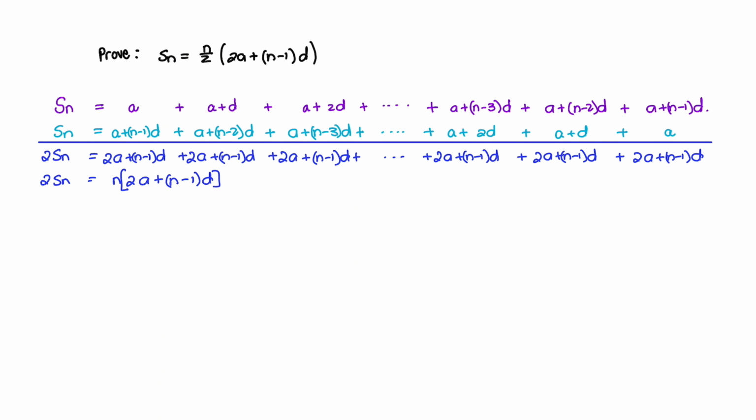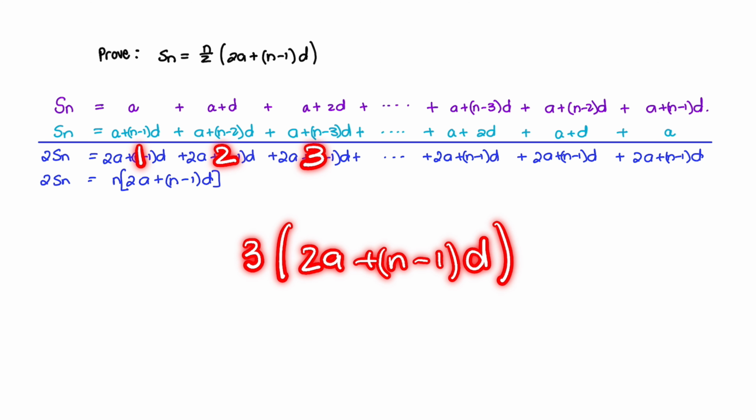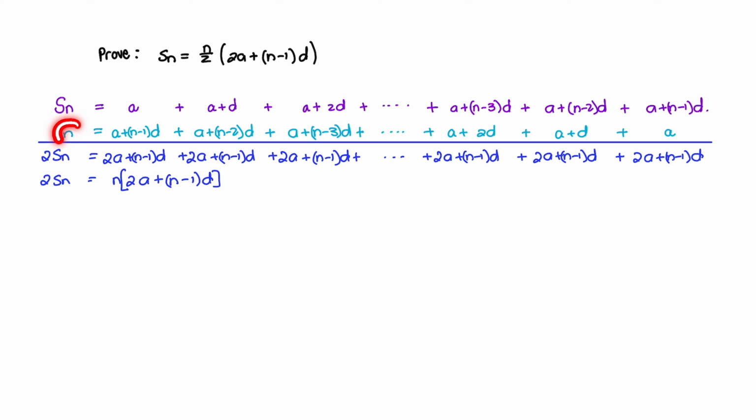So let's say, for example, we only had 3 terms in our sequence. Can you see that we have 1, 2, 3 of those terms? So it's 3 times 2a plus (n minus 1)d. But we don't only have 3 terms, we actually have an n amount of terms, and that's where that n comes from. Now, in order to find Sn alone, we need to divide both sides of the equation by 2. So therefore we have Sn is equal to n divided by 2 multiplied by 2a plus (n minus 1)d.